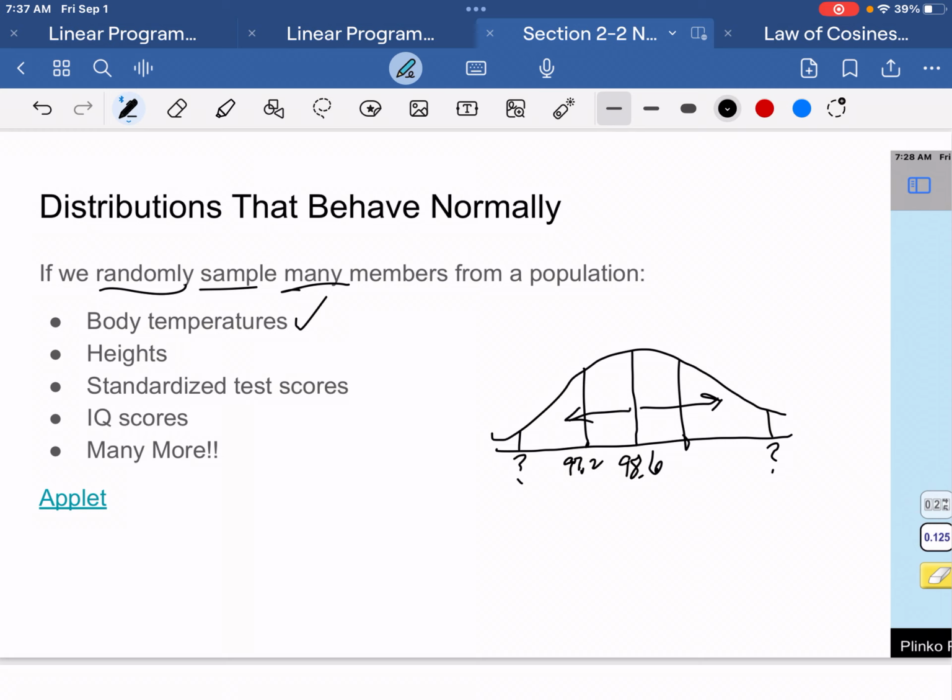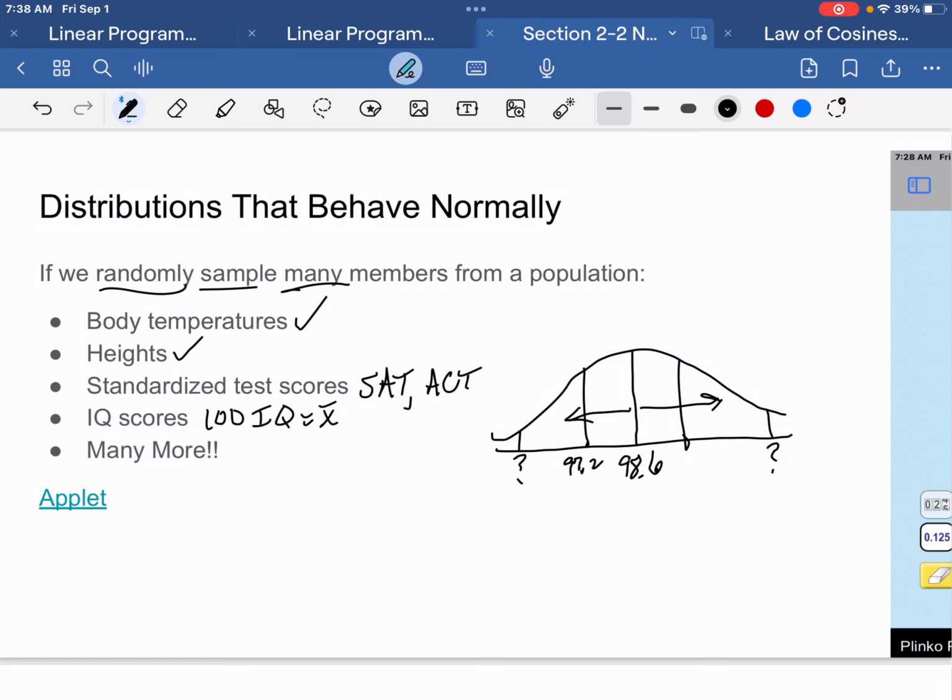If you randomly sample many people of the same gender and age group, all of their heights would be normal. SAT and ACT scores, if you make a histogram of everybody who took the same SAT, you'd see a normal distribution. IQ scores tend to be normal. If you make a histogram of the people who took the same IQ test, it turns out that the mean is usually 100.